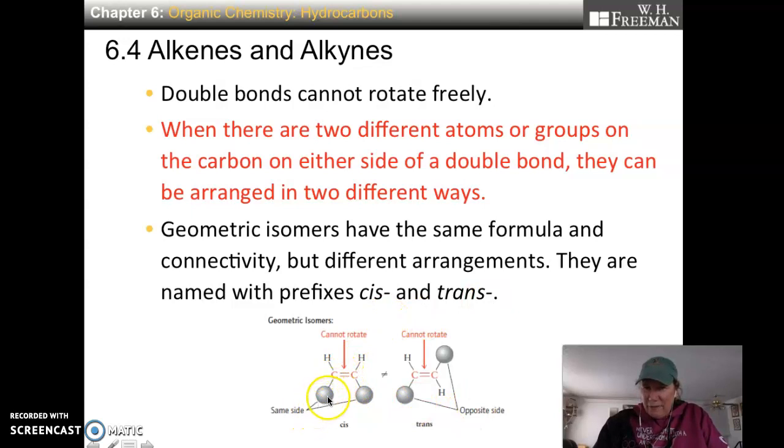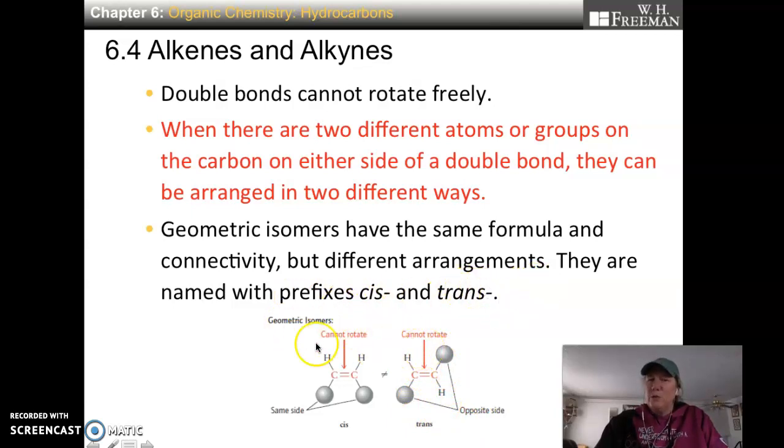Again, these can't rotate. This is a group, probably like a methyl group. See how they're both down, or if they were both up, it wouldn't matter. If they're both on the same side, this would be called cis. In this case, there's one on the bottom and one on the top, or one on the top and one on the bottom. As long as they're on opposite sides, they're called trans. We're not going to spend a lot of time with cis and trans, but that's what they mean.